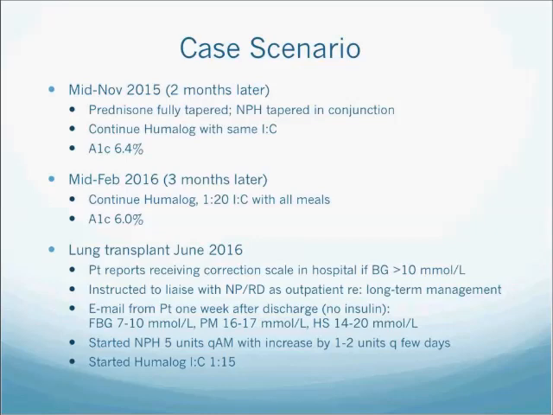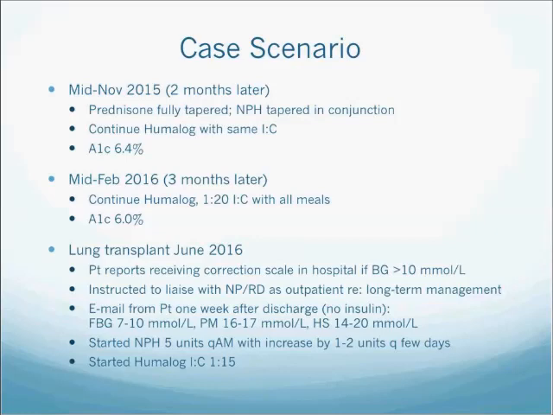Then in June, she had her lung transplant, and in hospital, she was started on a correction scale, and her blood sugars remained consistently above 10. So she was instructed to liaise with our CF team as an outpatient, especially for long-term management of her diabetes. One week after her discharge, when she was not on any insulin, her fasting blood sugars were 7 to 10, and her afternoon, the dinner values, were 16 to 17, and then at night before bed she was still elevated at 14 to 20.